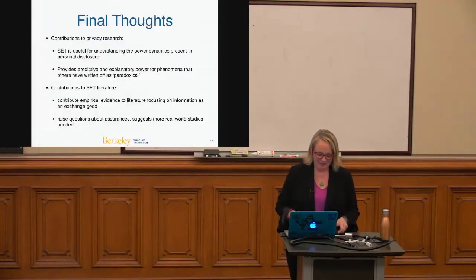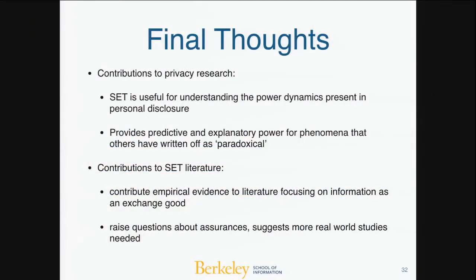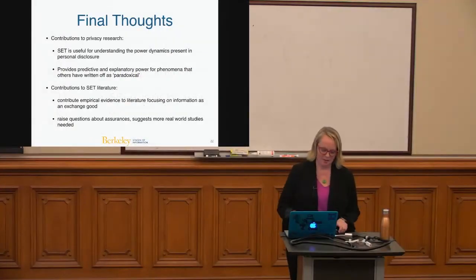So final thoughts. What does this contribute to privacy research? I would argue that social exchange theory is useful for understanding the power dynamics in personal disclosure. So I think recognizing that there are power dynamics in personal disclosure is a big thing. And it provides both predictive and explanatory power for understanding phenomena that we've argued are just paradoxical. I would argue a lot of them aren't paradoxical. They make sense when you think about it in this different framing.